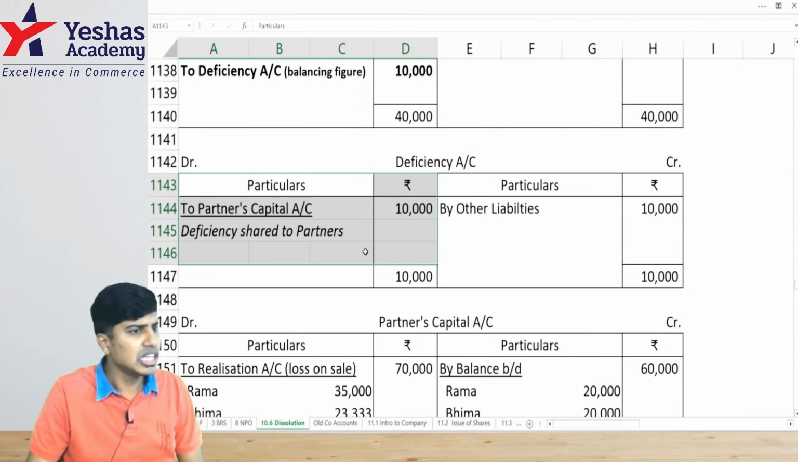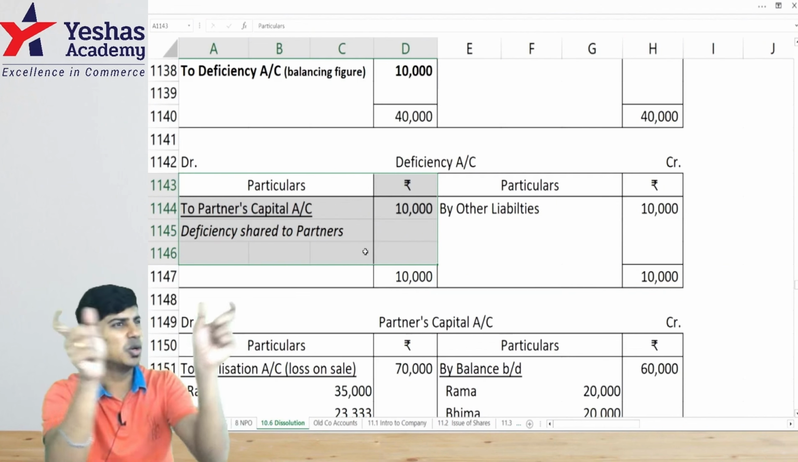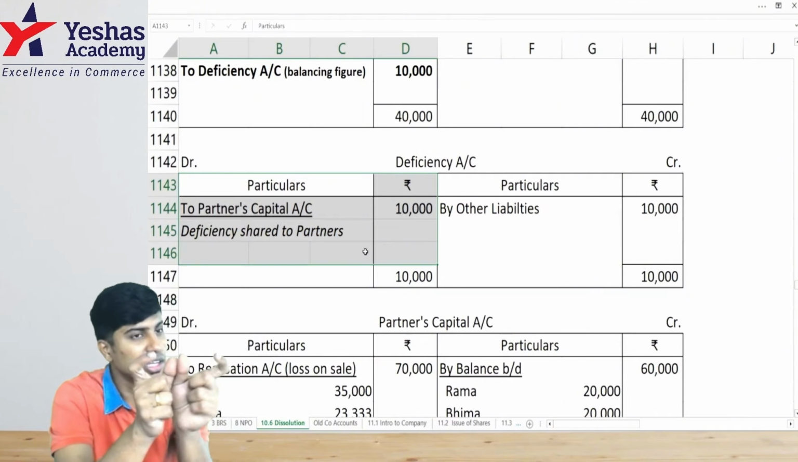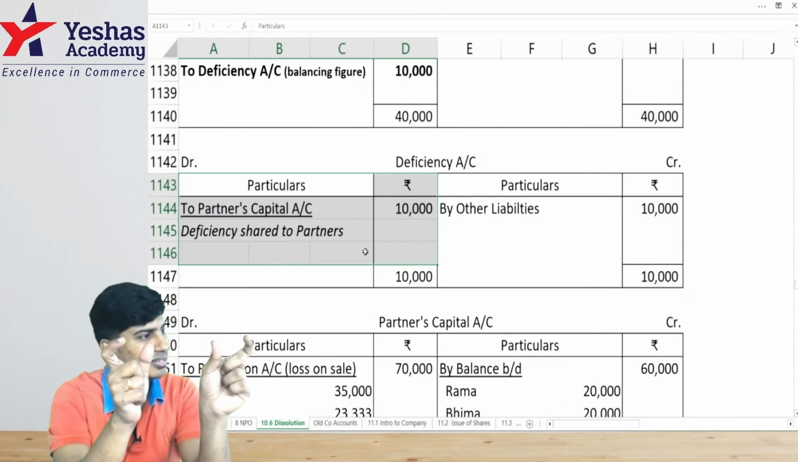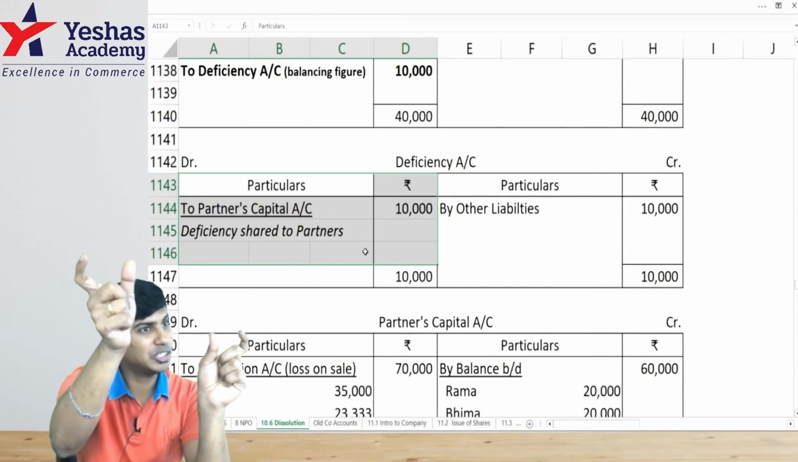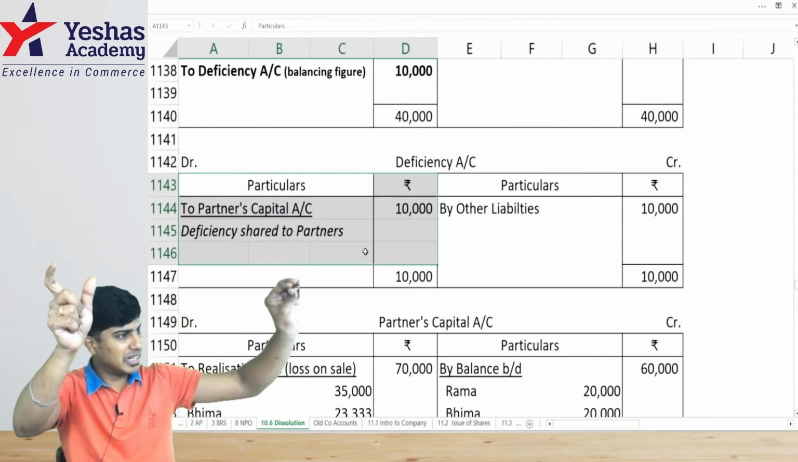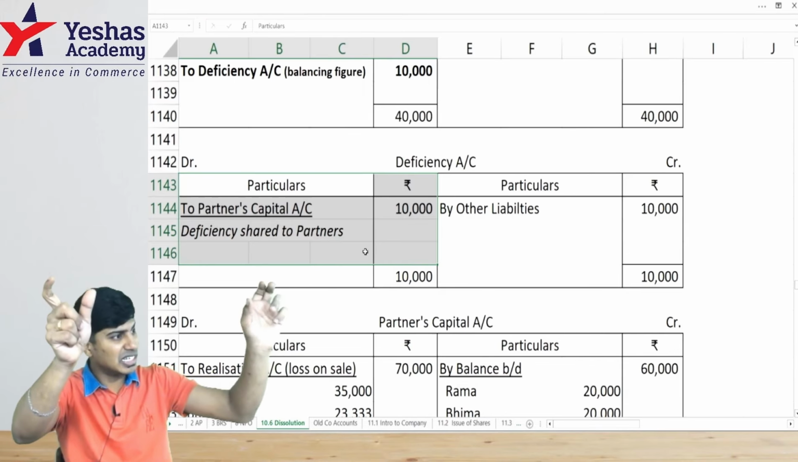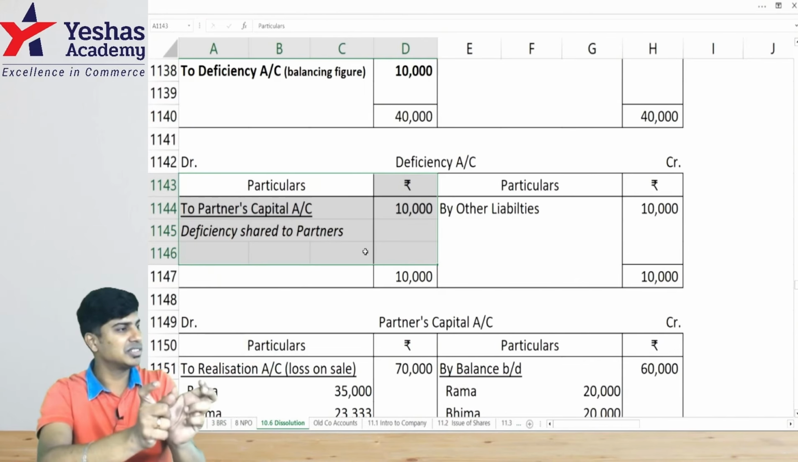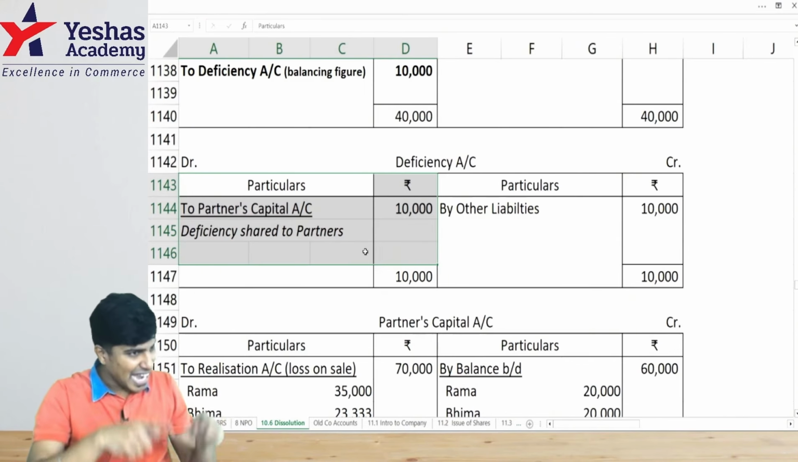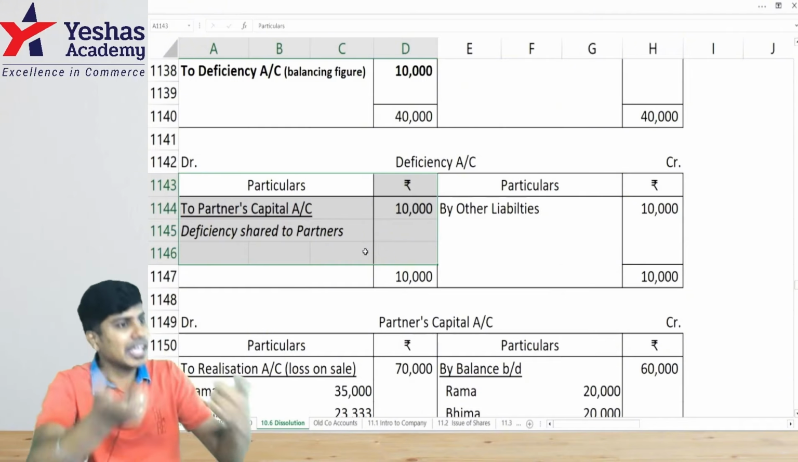You guys understand this? Usually partners' capital account and cash account will match, no? In dissolution, here the cash they can't bring. So what do we do? The partners' capital account has to match with cash, but cash they won't bring. Whatever cash is there, you put to liability. Liability balancing figure is deficiency. Deficiency and capital will match. What is deficiency? Cash that they should bring, but they cannot bring.